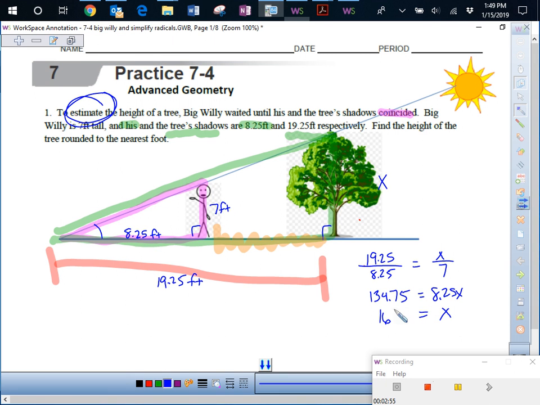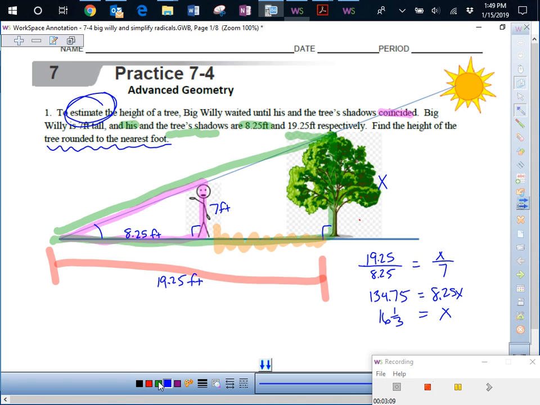But the funny thing is, a couple reasons. One, they say round the height of the tree to the nearest foot. And the other thing is that even though algebraically that was exactly 16 1/3, remember, this is just an estimate. We really don't know if the ground's perfectly flat or if these are perfect right angles, so it's going to be close to this 16 1/3 feet.